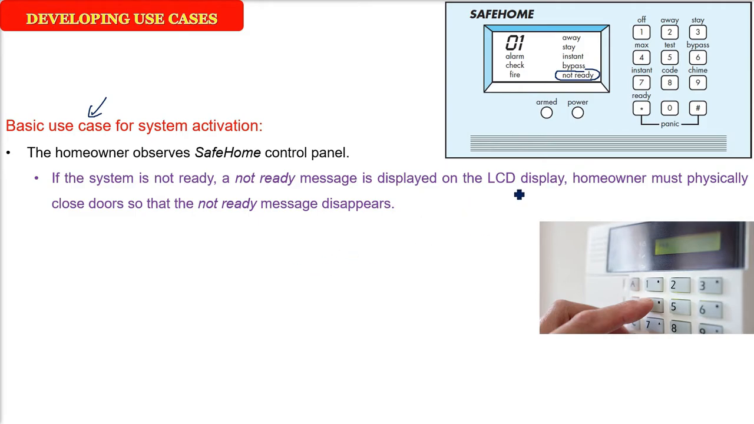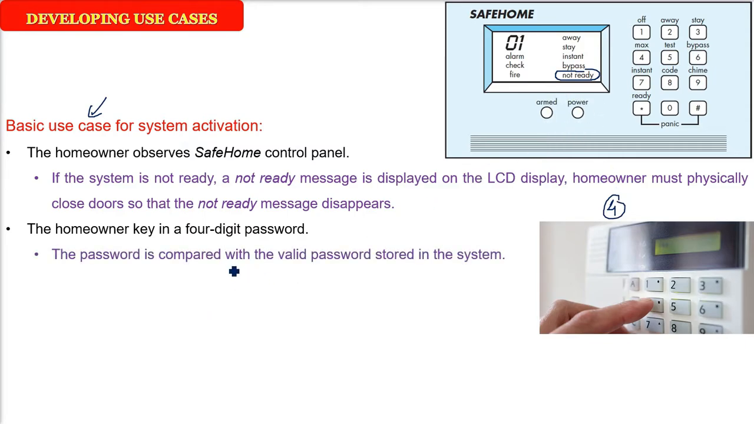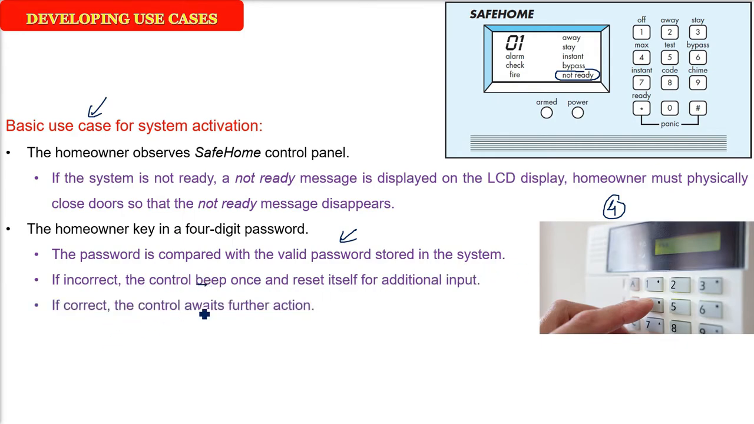So when the homeowner physically closes the doors, etc., he can key in the password. It can be 4 digits. When the password is entered, there has to be a valid password in the system, and only then can it check if it is correct. There can be some beep, say a control beep, and it will reset itself. If the password is correct, it will wait for further action because the homeowner is there. He is going to enter something.